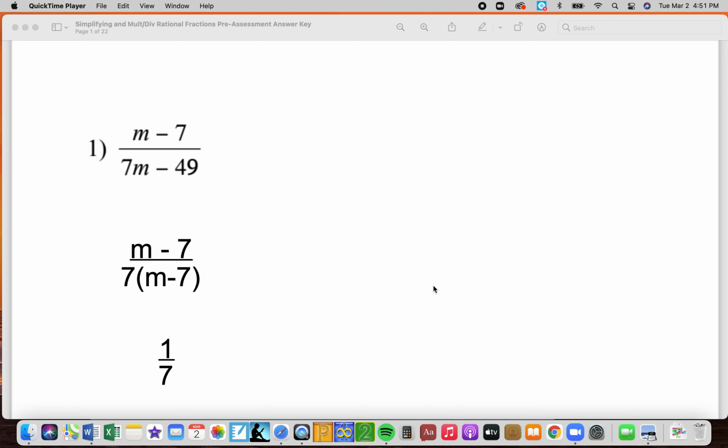The simplifying and multiplying and dividing rational fractions, the pre-assessment. This is the answer key. Here's our first question. We always want to look and make sure.